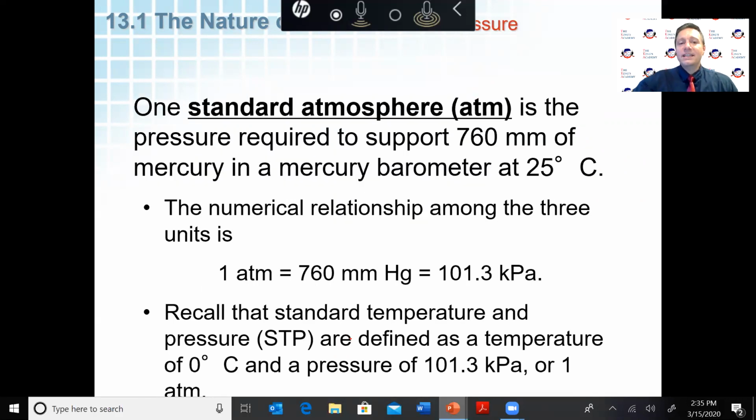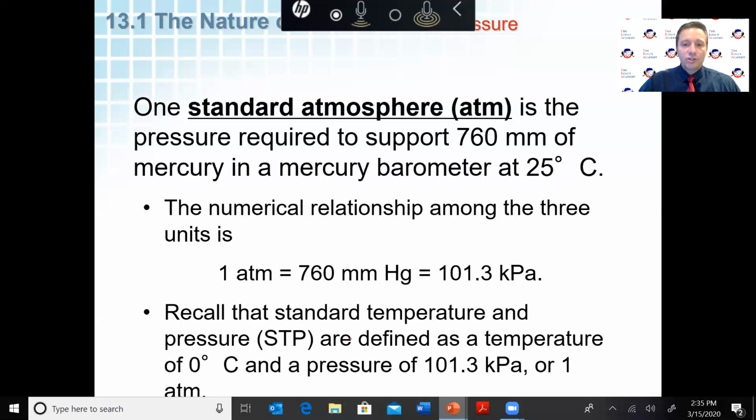All right, so one standard atmosphere, ATM. We talked about atmospheres briefly earlier when we said standard temperature and pressure. And we said the standard pressure was 1 atmosphere. So let's talk about what that is. One standard atmosphere, known as ATM, and that's another vocabulary term for you, is the pressure required to support 760 millimeters of mercury at 25 degrees Celsius.